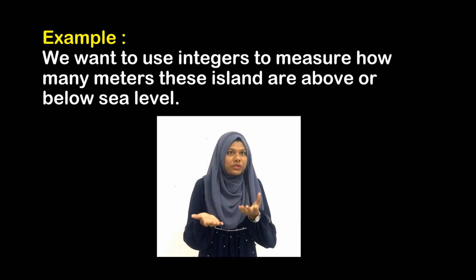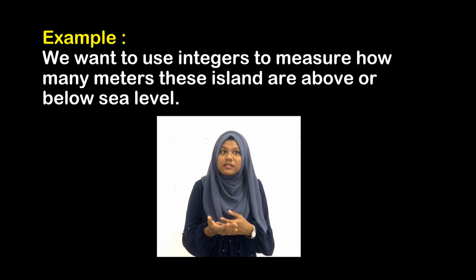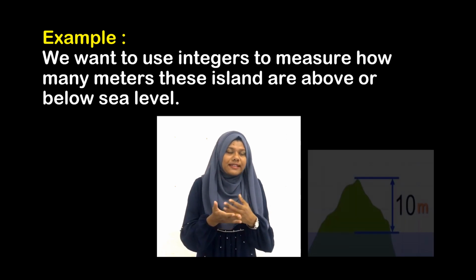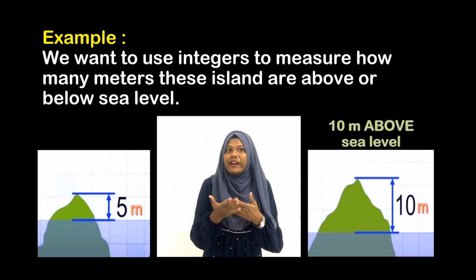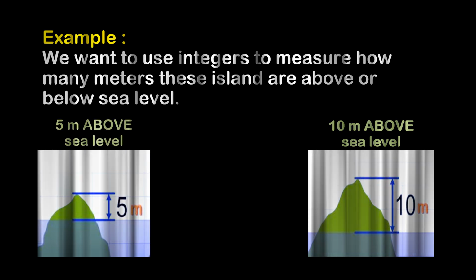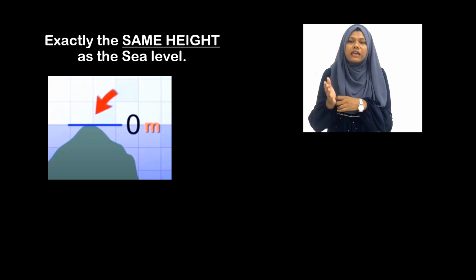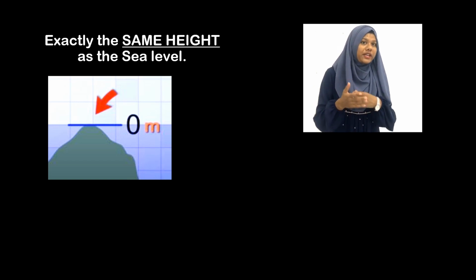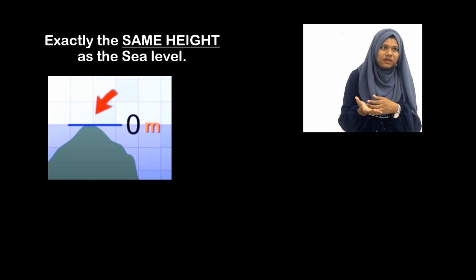Let's look into the example. Let's say we want to use integers to measure how many meters above sea level small islands are. This island is 10 meters above sea level. This island is only 5 meters above sea level. And here you can see this island happens to be exactly the same height as sea level. So we can use 0 to show its height compared to sea level.